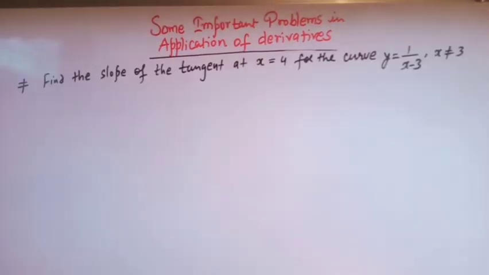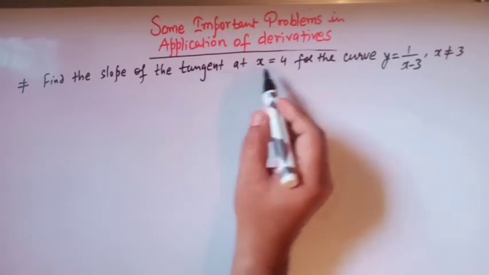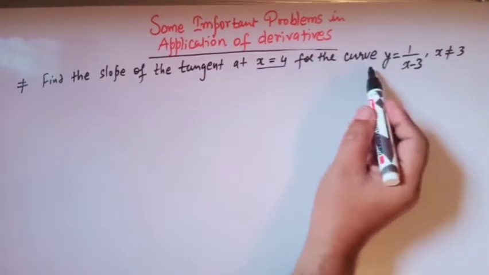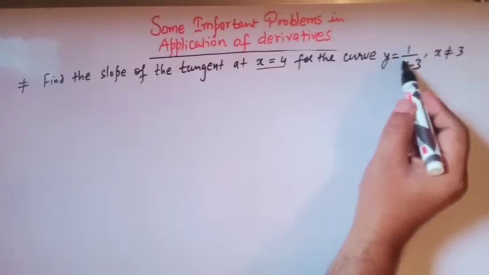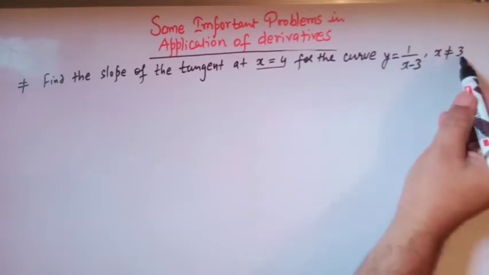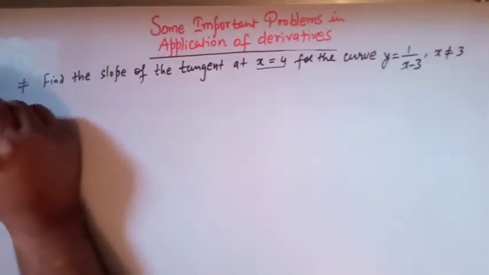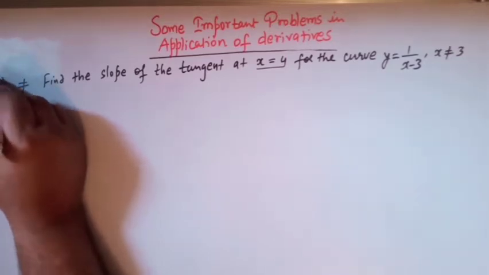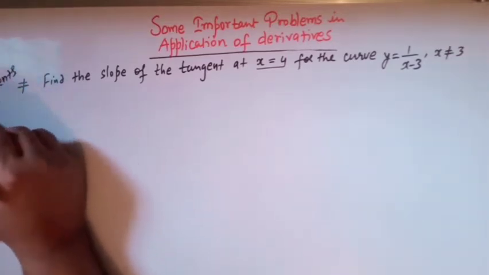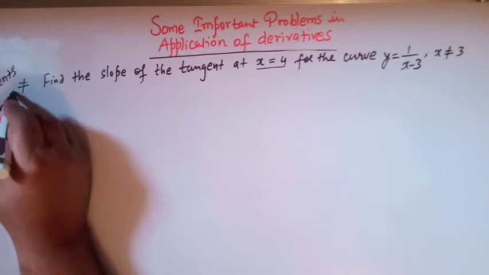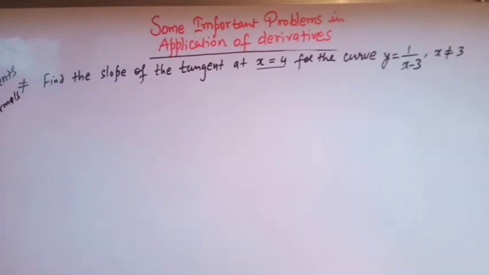Now viewers, let us take this problem. Find the slope of the tangent at x equal to 4 for the curve y equal to 1 over x minus 3, where x is not equal to 3. Now this problem is from the topic tangents and normals.